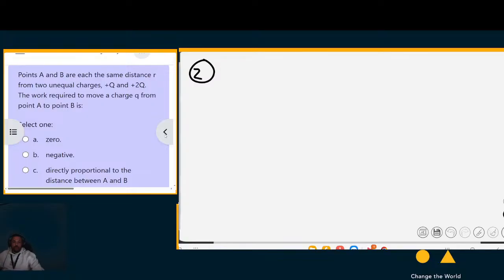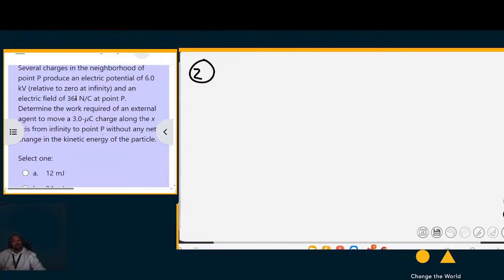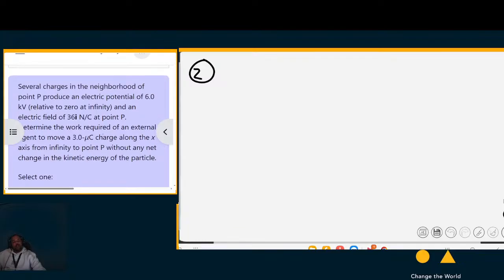Question number 2. Let's look at what question number 2 asks. Several charges in the neighborhood of point P produce an electric potential of 6 kilovolts relative to 0, which is at infinity, and an electric field of 36 in the i-hat direction at point P.